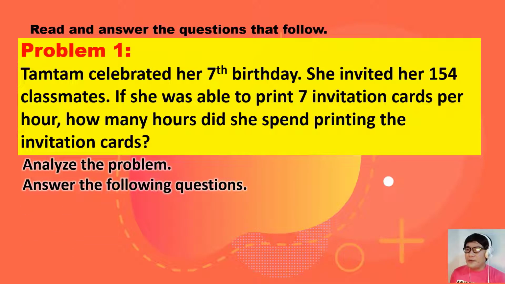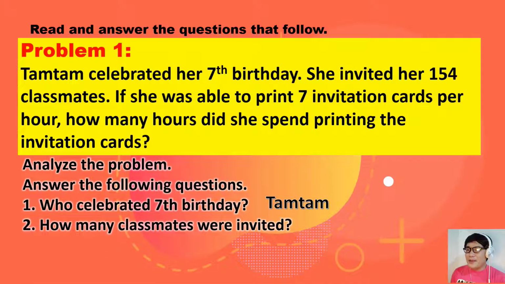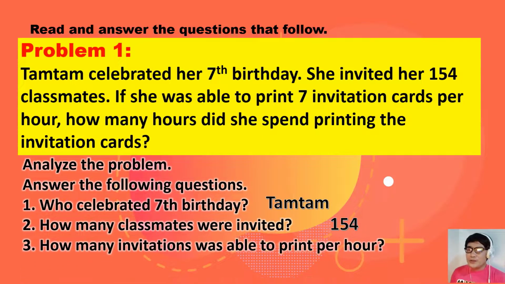Let us answer the following questions. Who celebrated 7th birthday? That is right, Tam Tam. How many classmates were invited? That is correct. There are 154 classmates invited. How many invitations was she able to print per hour? That is right. 7 invitations per hour.